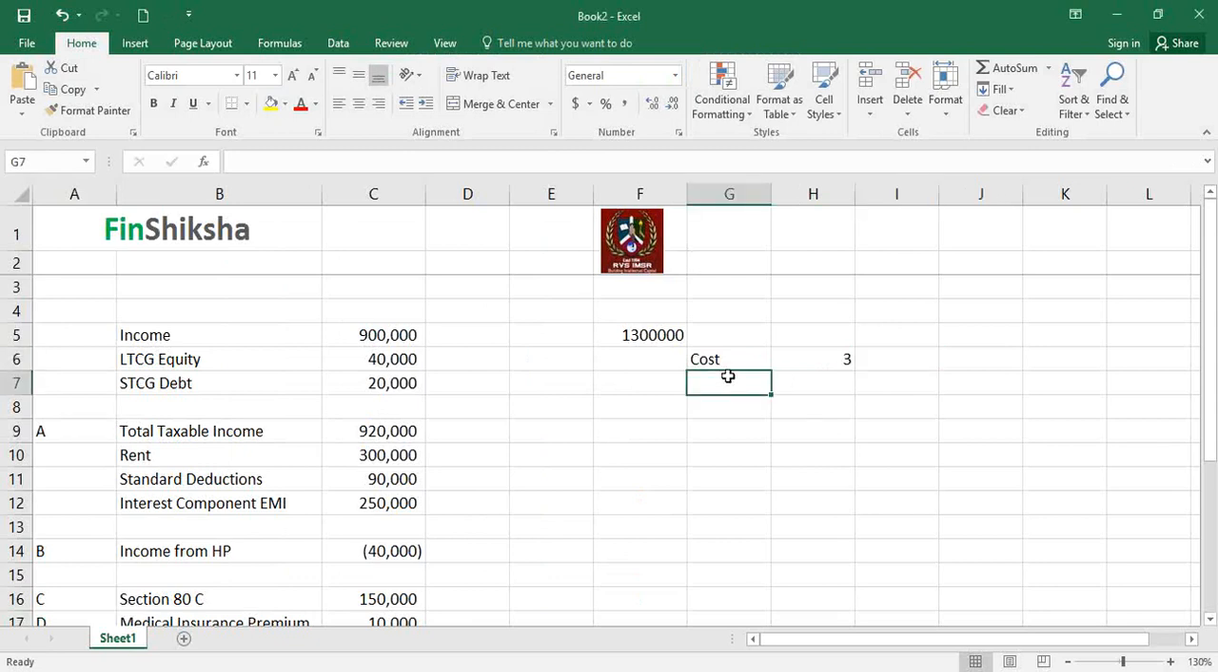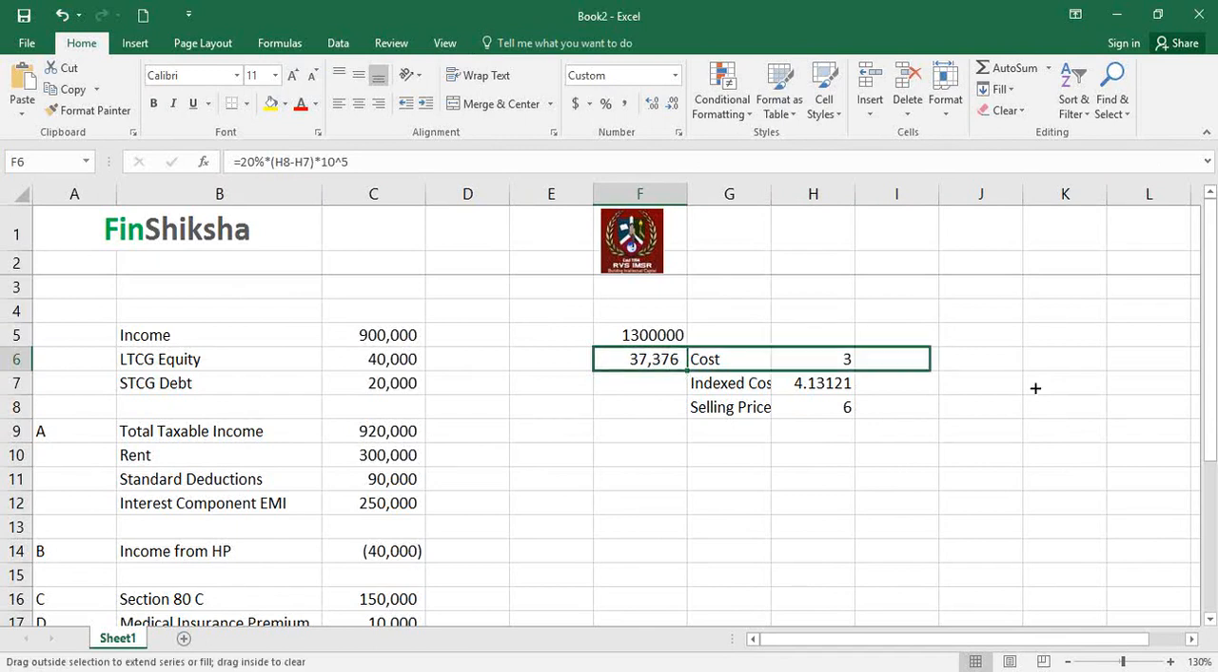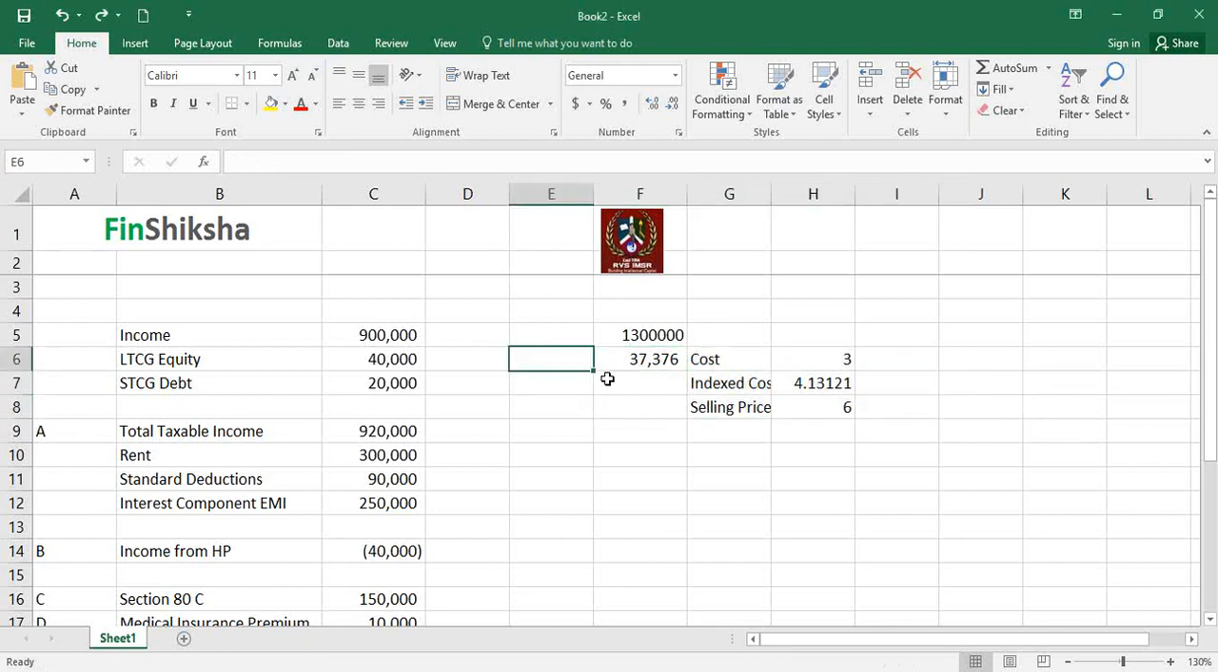Let's calculate the indexed cost. That's 1081 divided by 785 into 3 lakhs. So that's 4.13. Selling price is 6 lakhs. So we get a total value of 20% of 6 minus 4.13. Remember, this is in lakhs, so I will multiply with 10 raised to 5. That's the total tax that has to be paid, right? This is long term, so that's the total tax that has to be paid. We can actually just put this aside, and that's separate. We're not going to look at it, that's the tax value that is going to come separately. So that's long-term capital gain on land, 20% of this, right?